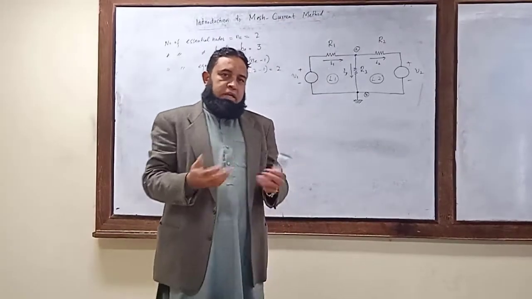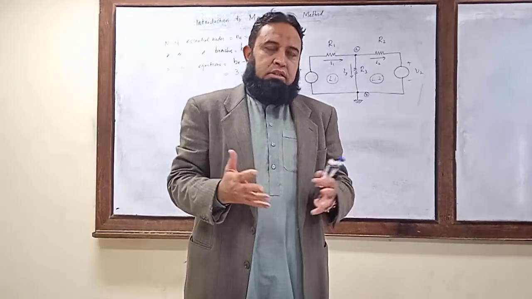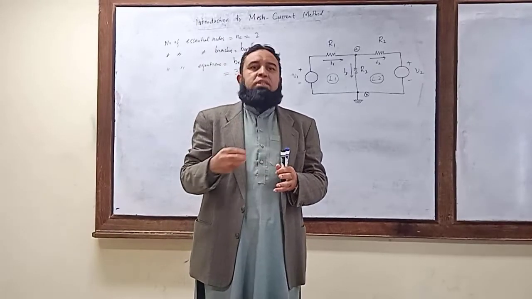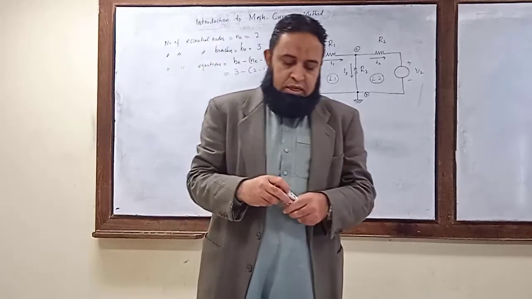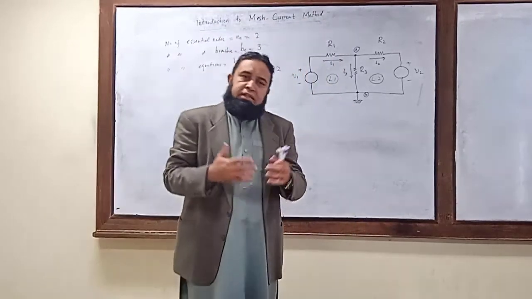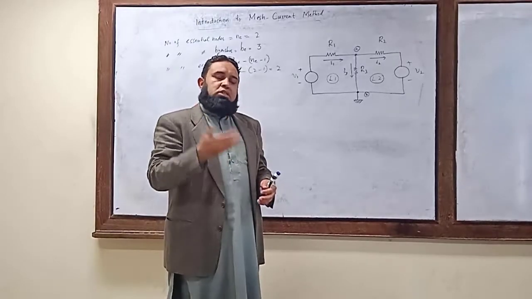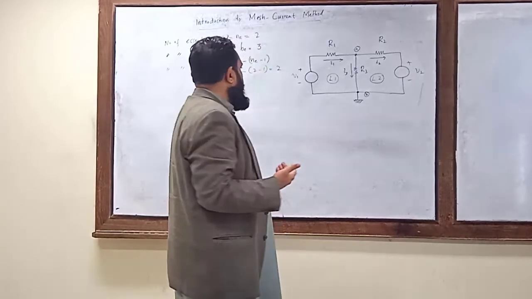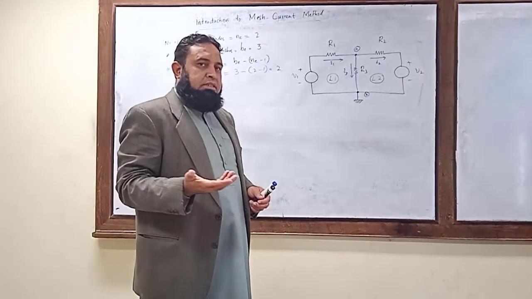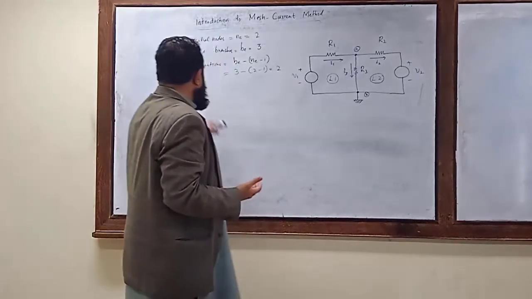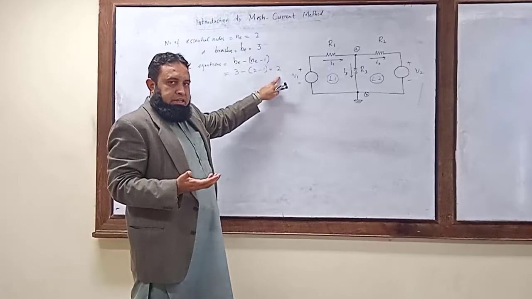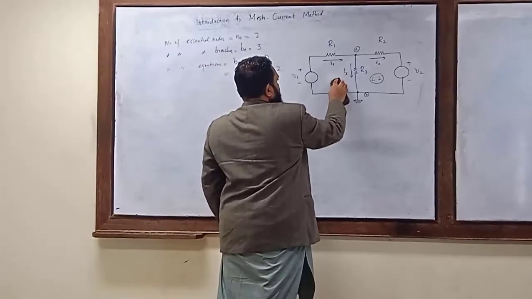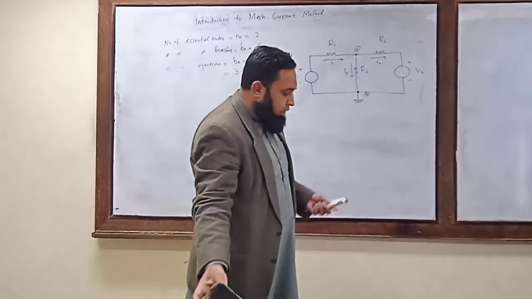As I told you in my earlier talks, a mesh is the simplest loop where there is no other loop inside it. A mesh is something like that. And a mesh current is the current that flows through the perimeter of that loop. So we have to consider two mesh currents in order to solve this circuit. Since two equations are needed, this is mesh 1 and this is mesh 2, or loop 1 and loop 2.